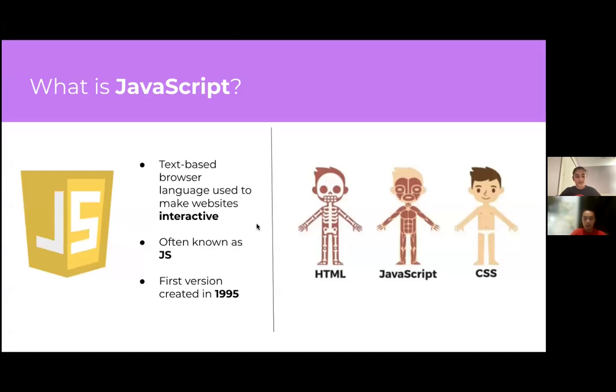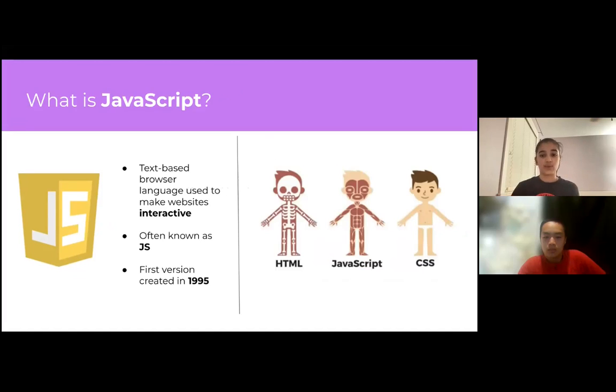So firstly, the big question here is, what is JavaScript? JavaScript is a text-based browser language that's used to make websites interactive. The first version of it was created in 1995, and you'll often hear of it as JS, which is its short form. Within websites, to understand JavaScript's relationship, we have the three main base website building browser languages: HTML, JavaScript, and CSS.